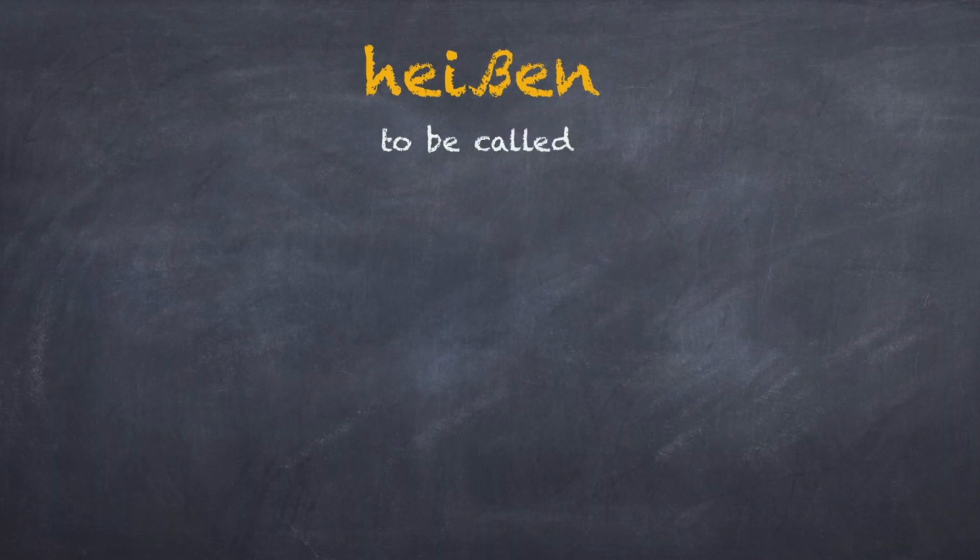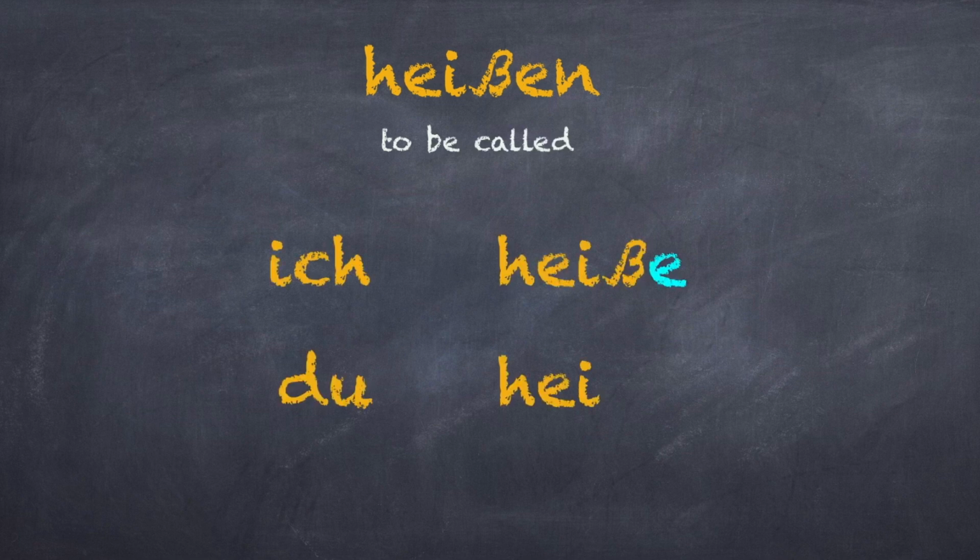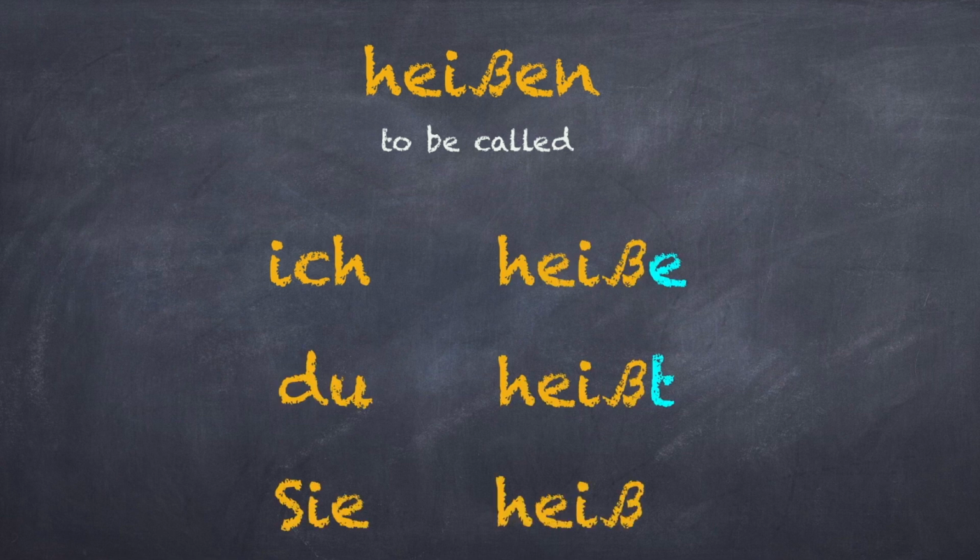Let's come to the next verb. Heißen. The infinitive form of the verb is heißen. When we conjugate, we have ich heiße, du heißt, sie heißen. You must have noticed that in the conjugation for du, s is missing. This is because heißen already has an s sound. Therefore, when you conjugate it, you just add t and not an st.